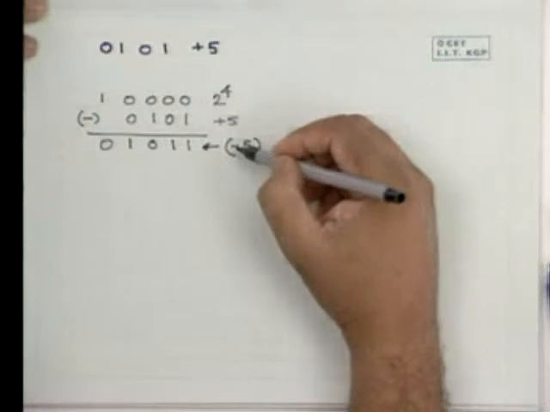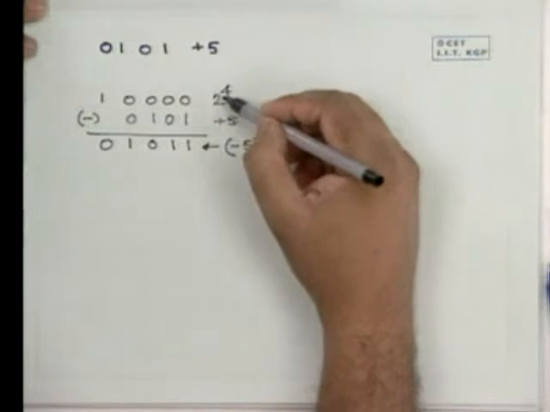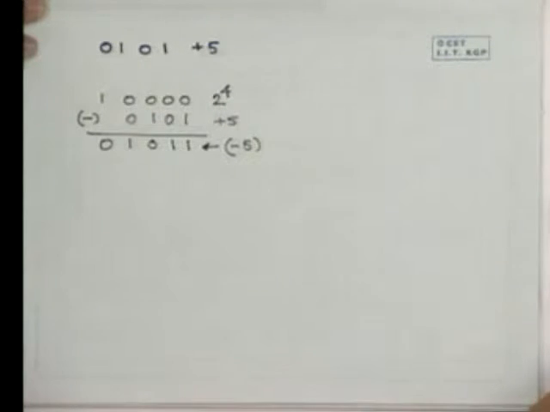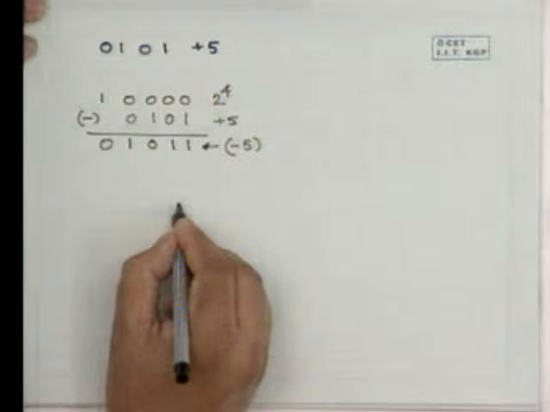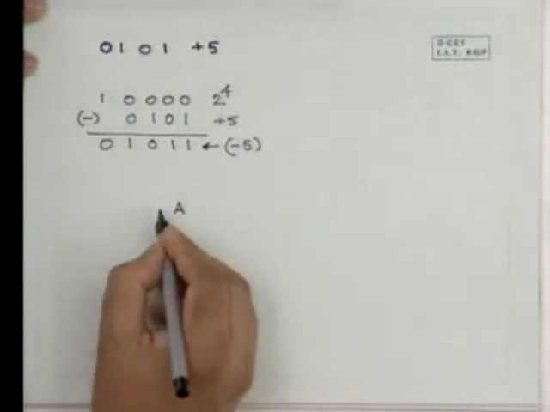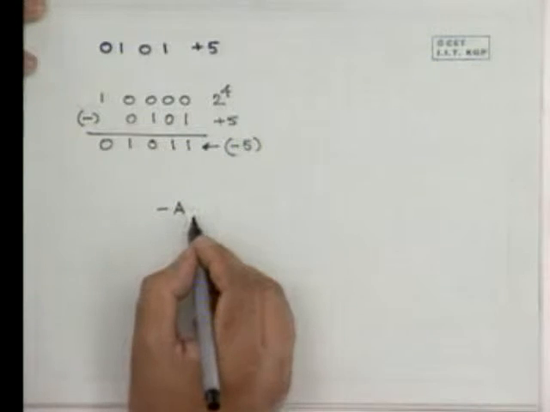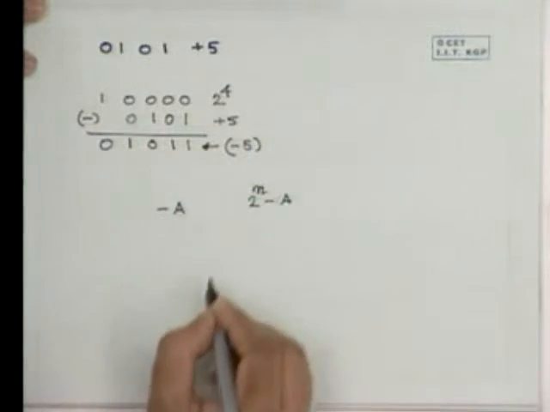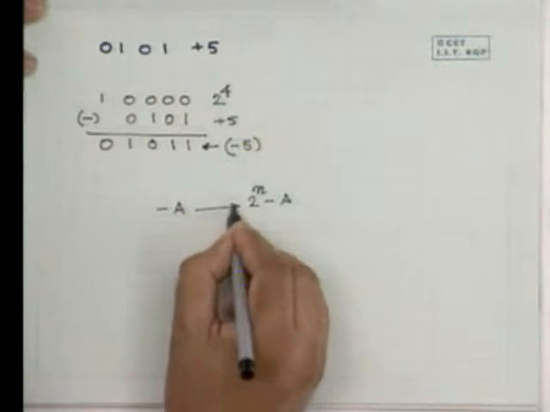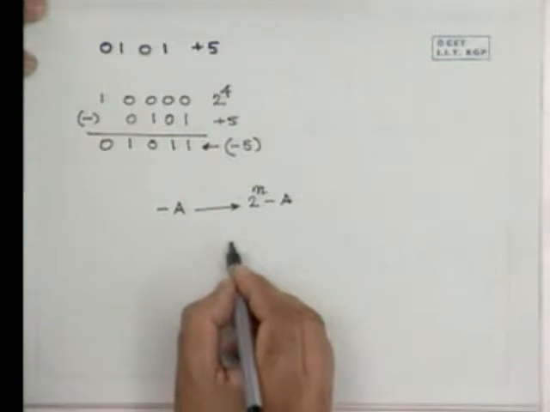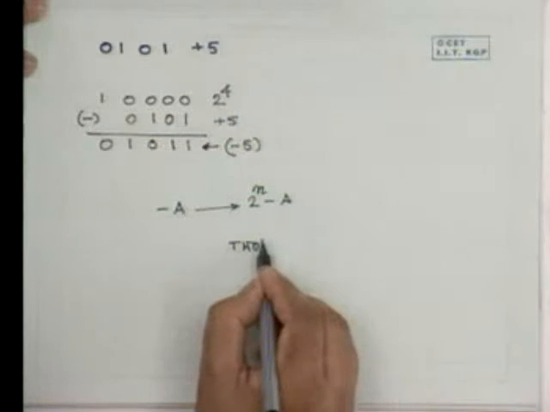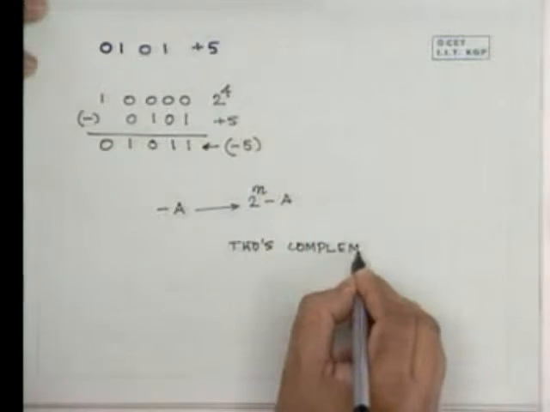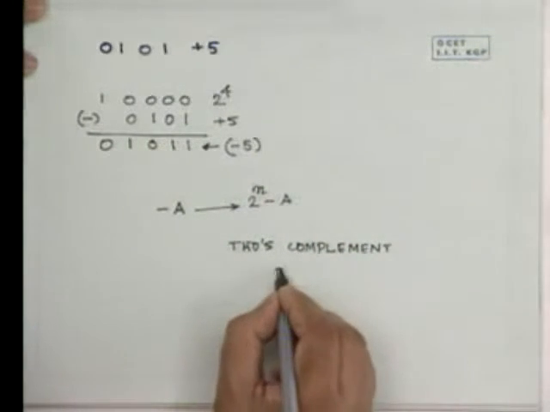Therefore, to get minus 5, we take plus 5 and subtract it from 2 to the power 4, that is our minus 5. Now, in the case of a general representation, if we have a number a and we want to get minus a in an n-bit representation, we take 2 to the power n minus a to represent minus a. This is called 2's complement representation.